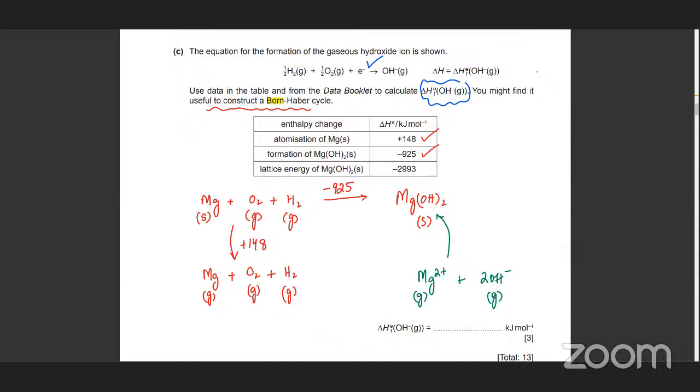ठीक है, अंडरस्टूड सर. यस सर. अच्छा, वो तो अभी मैंने सिर्फ वो चीजें ऐड की हैं जो उधर लिखी हुई हैं. ठीक है, उसने एटमाइजेशन ऑफ एमजी किया था, मैंने एटमाइज कर दिया, एमजी सॉलिड से गैस कर दिया. ठीक है, द अदर थिंग वाज यू वर गिवन लैटिस एनर्जी, तो वो दिया हुआ है -2993, राइट?